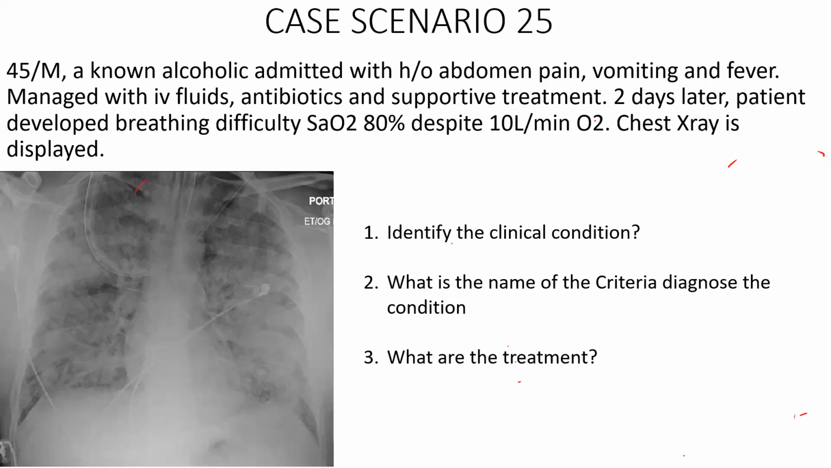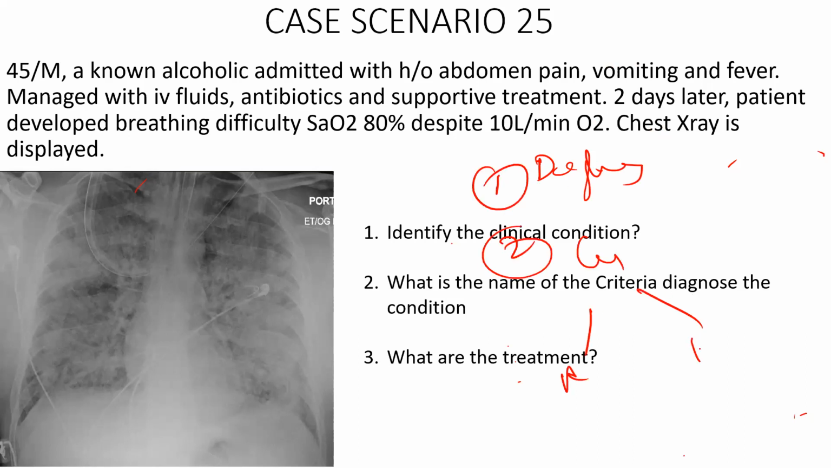Grading of ARDS is based on the PF ratio. It is going to be mild, moderate, or severe based upon the PF ratio. Between 200 to 300 is mild, 100 to 200 is moderate, and less than 100 is severe. So again, the other things they can ask you are the definition, the different criteria, and then the pulmonary and extrapulmonary causes.